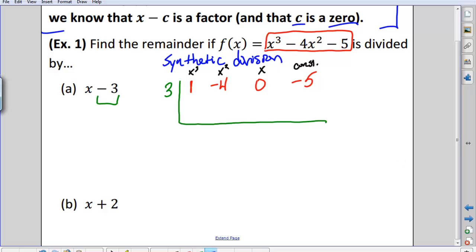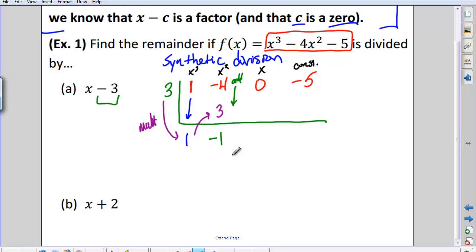The way it works is, first thing you always do is bring down the 1, and then you're going to multiply 3 and 1 to get 3. So bring down the 1, multiply, we get a 3. And then we're going to add this column here. Negative 4 plus 3 is negative 1.